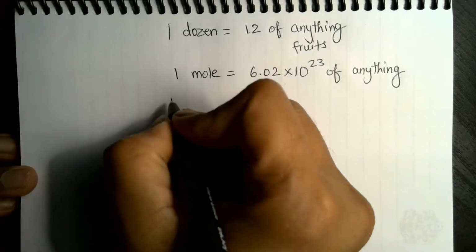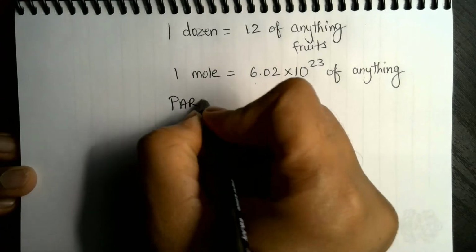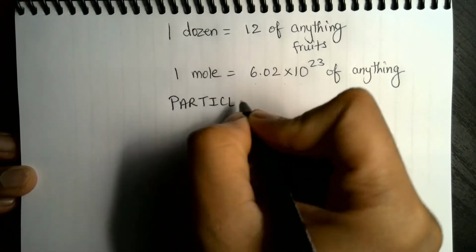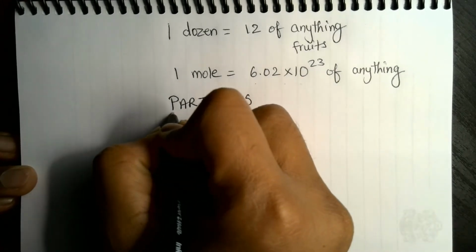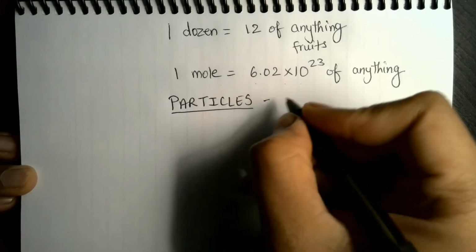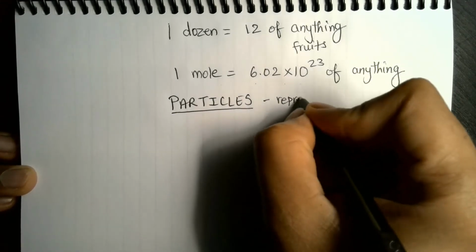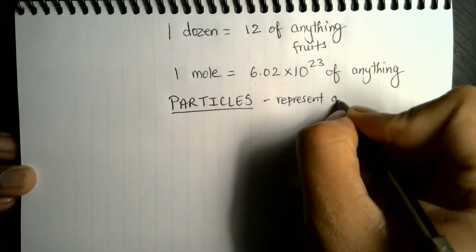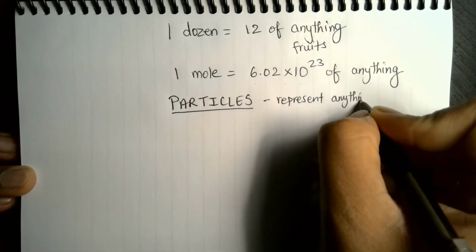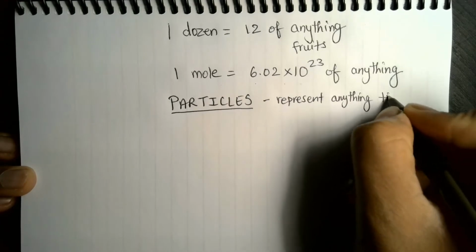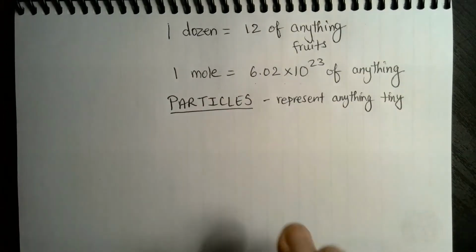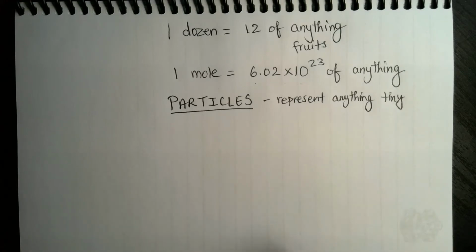Okay, so there comes the word particles. Let's make sure we understand what we mean by particles. The word particles is used to represent or mention anything tiny. You can say a particle of dust, right? But a particle of dust will have several atoms, and atoms can be referred to as particles as well. Molecules can be referred to as particles as well.